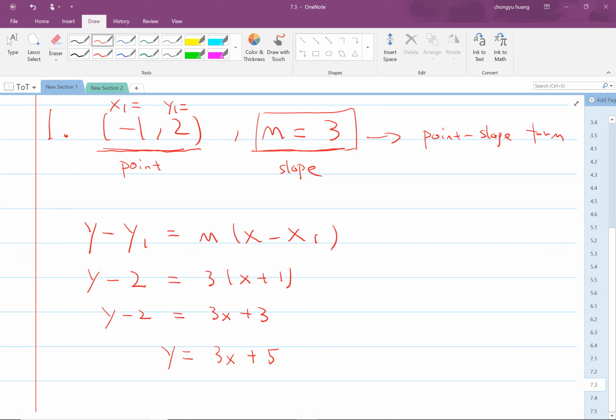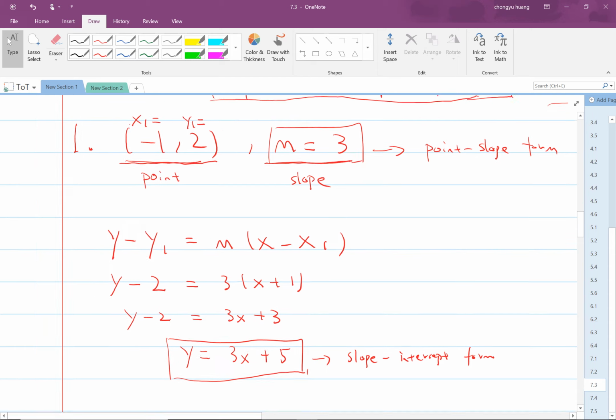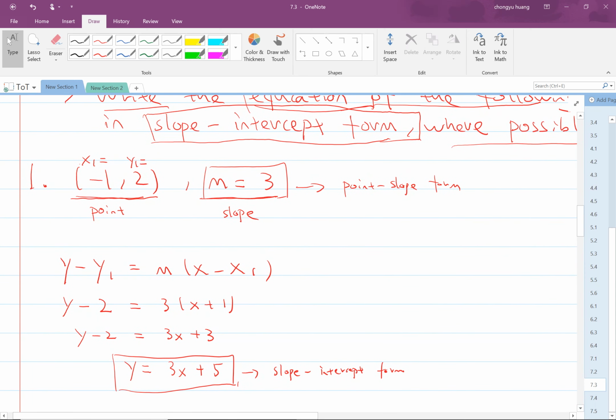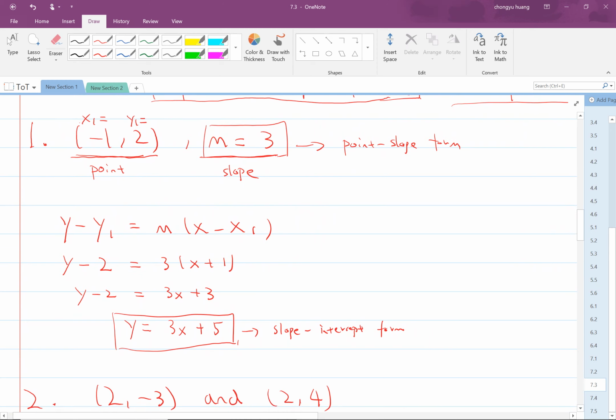Let me take a look. Okay, yeah, so as you can see, this is already in the slope intercept form, right? So we don't have to do anything more. We already finished the question. So we already finished question 1.